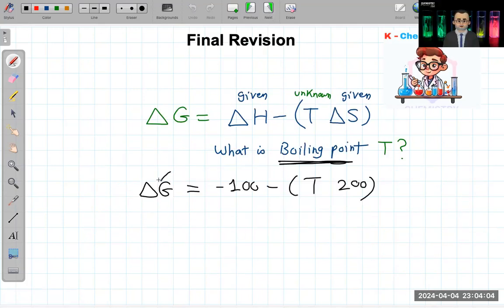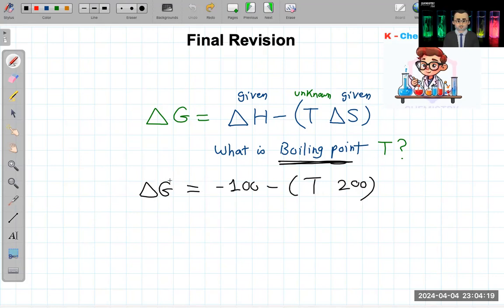It will be 0, delta G is 0. So I can now find the T. Now I have one unknown only. So what is the boiling point?